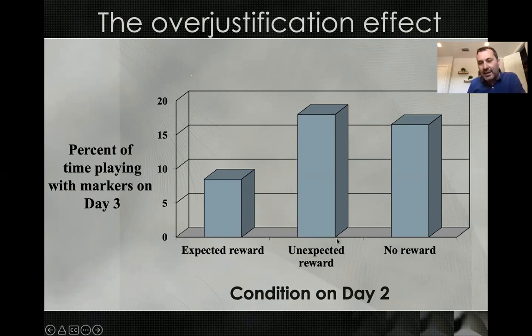But notice that the kids in the unexpected reward condition, they don't go through the same process because they're thinking, well, yesterday I played with markers on day 2 and I got a reward, but I didn't know I was getting the reward until the end of the day. So obviously I didn't play with the markers for the rewards. I didn't know I was getting one. So I must have played with them on day 2 because I really like playing with the markers. And if that's the case, I still really like playing with markers. So they play with the markers a lot.